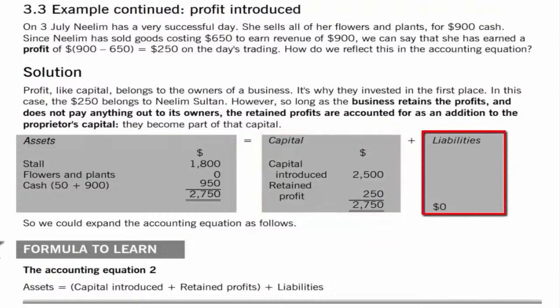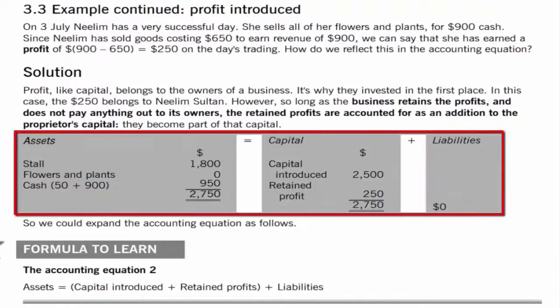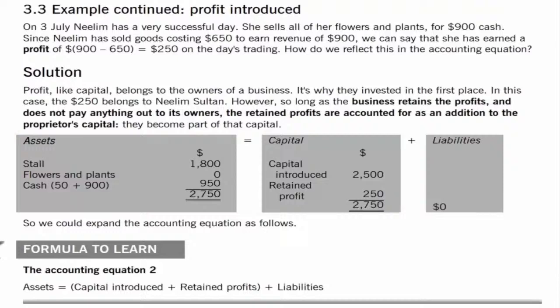Liabilities remain $0 because there are no loans or debts. So the updated equation is $2,750 equals $2,750 plus 0. This update shows that the profit Neelam made has increased her total assets, now with additional cash, and her total capital, now with retained profit.